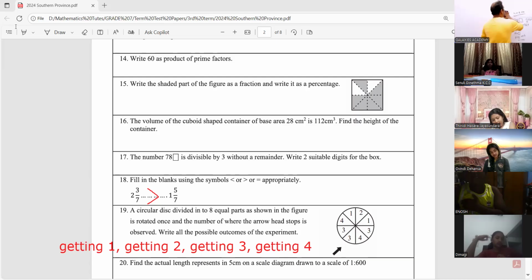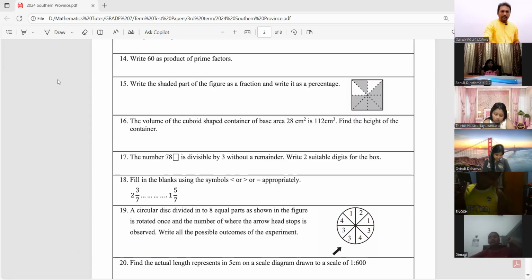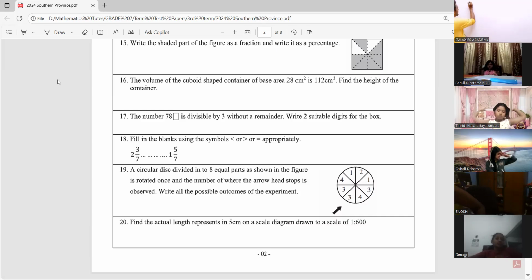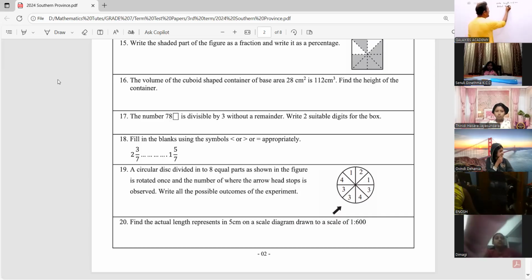Right, then we can go to the last question of part 1. It is the 20th question. Right, look at the 20th one. Find the actual length represented by 5 centimeters on a scale diagram drawn to a scale of 1 to 600. The scale is given as 1 to 600, and the scale length is given as 5 centimeters. You have to find the actual length.